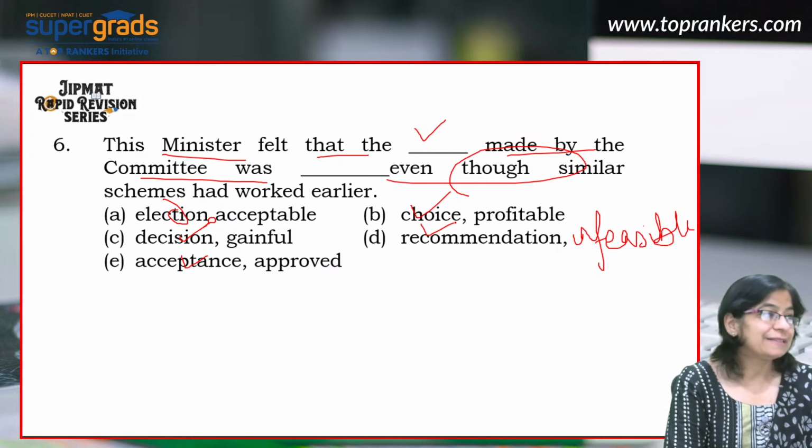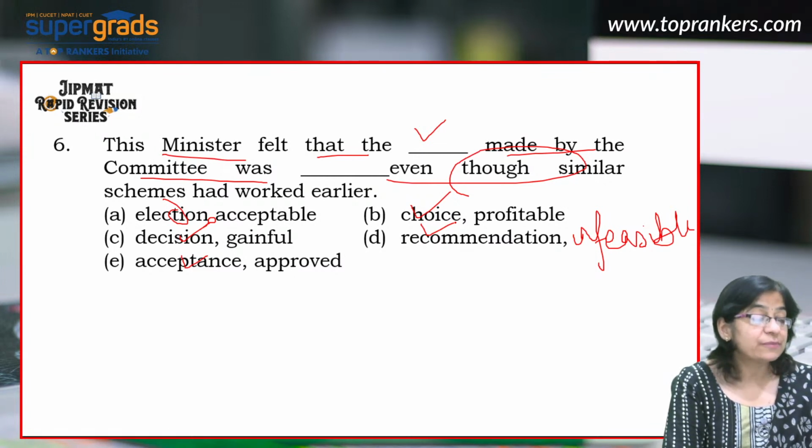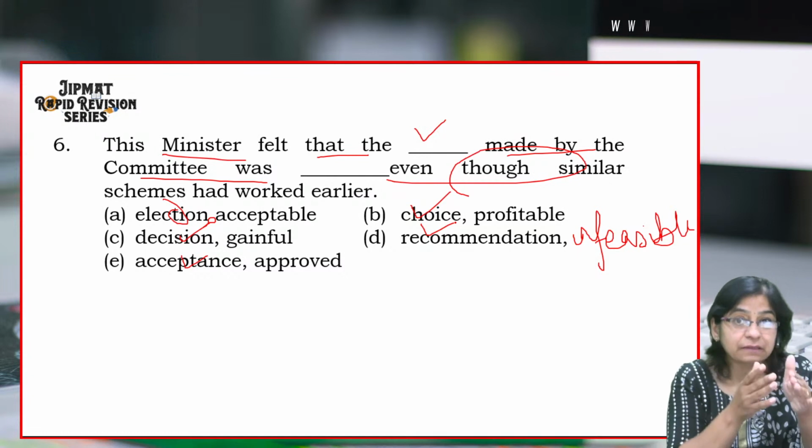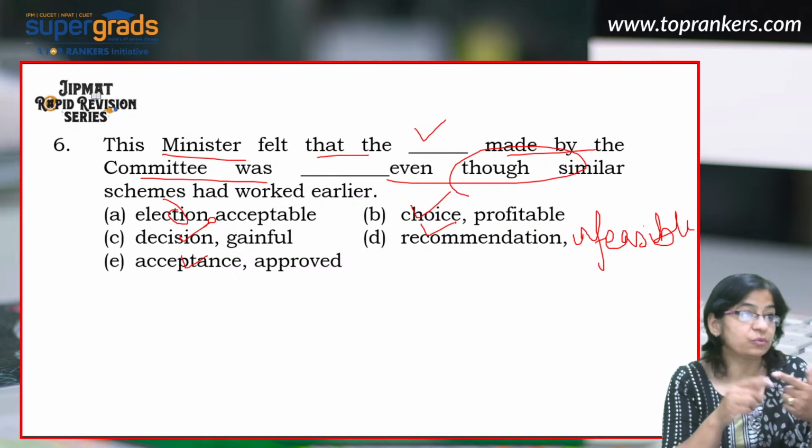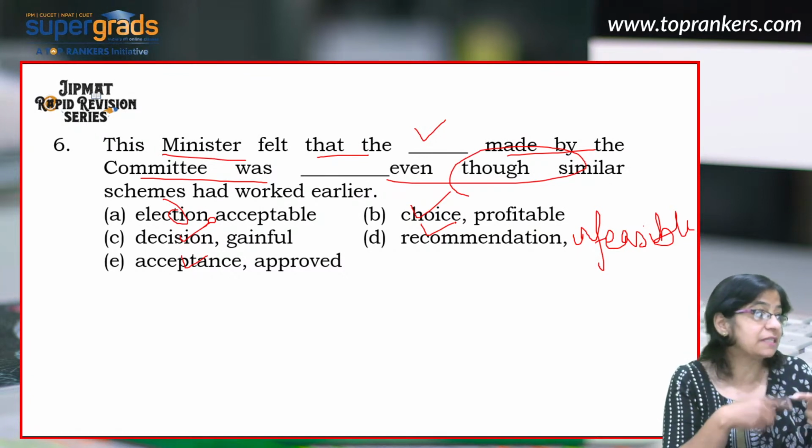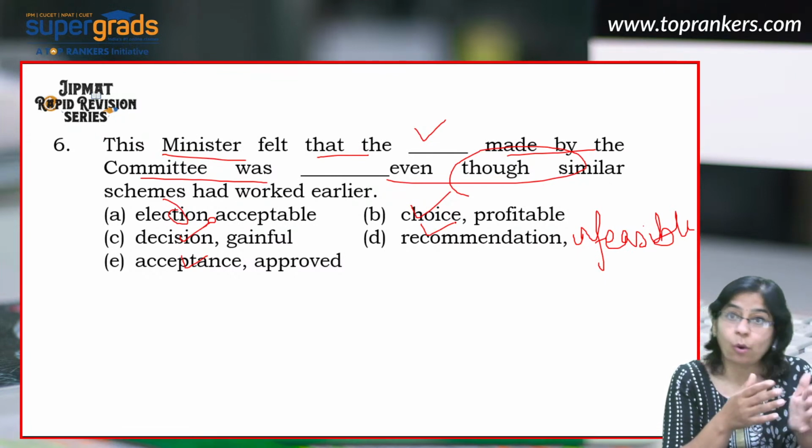All right. So this one says, so minister felt that so we need some noun here. Was it election made by the committee, decision made by the committee, acceptance made by the committee? Well, all look right.